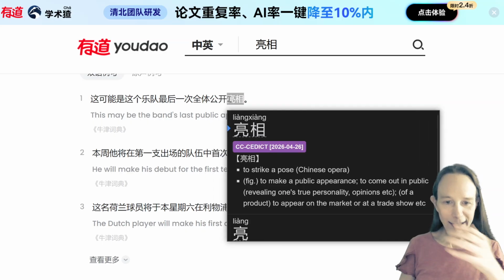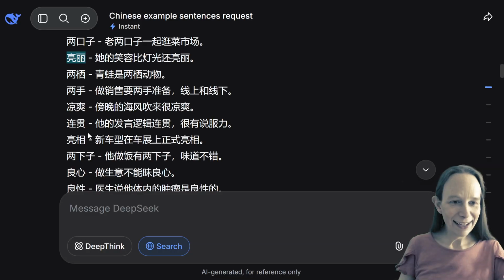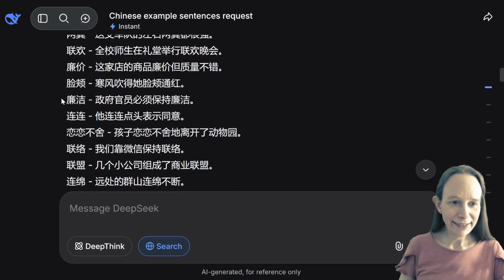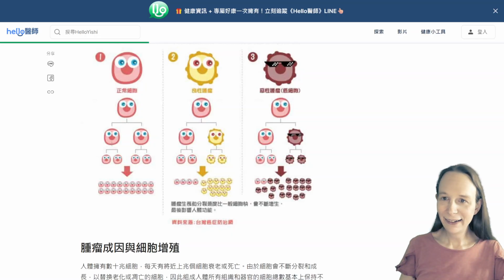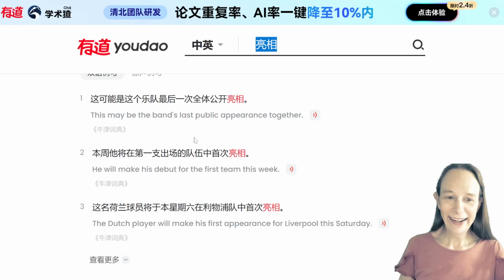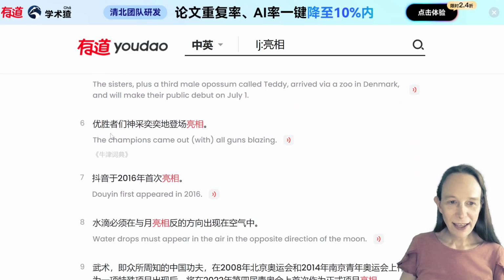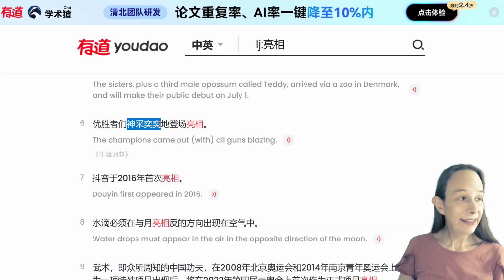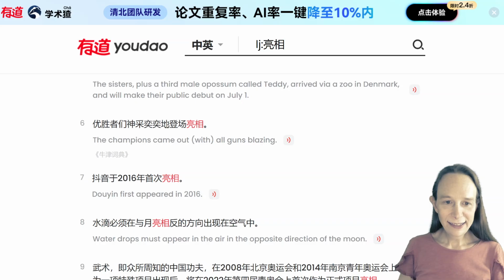公开亮相. This one seems more important than 亮丽. Are we going to look at it? Not on the list. I think it's more important though. OK，优胜者们，神采奕奕的登场亮相。All right, so this is to appear on stage.